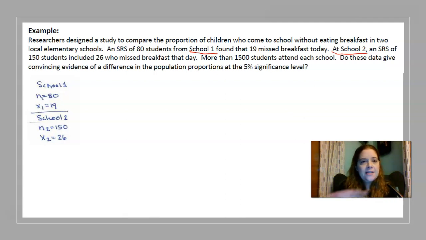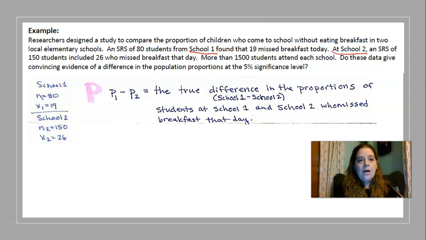Just skimming through the problem, I see in school 1, we've got 80 and 19 as our counts, and school 2, we've got 150 and 26. So unlike the last one, where we had 30 and 30, these 2 sample sizes are different. Okay, so here is my proportion, my population parameter.